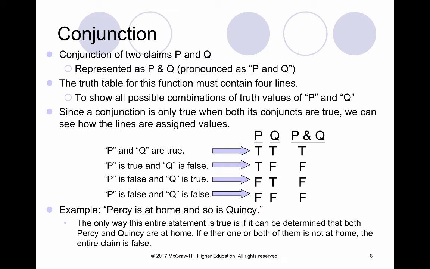The example here uses this truth table. Percy is at home and so is Quincy. So the only way this entire statement is true is if it can be determined that both Percy and Quincy are at home. If either one or both of them are not at home, then the entire claim is false.